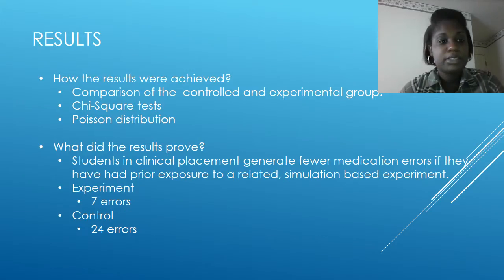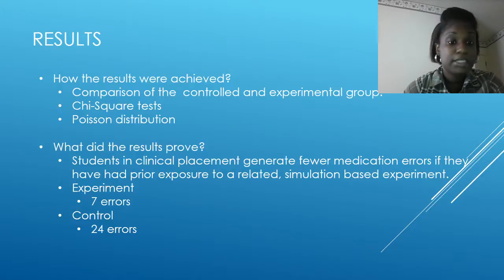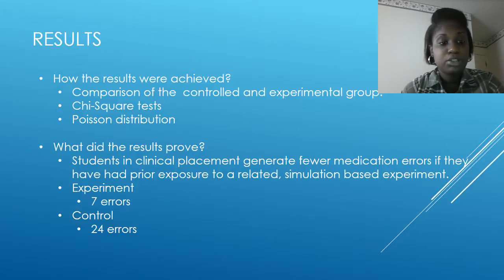Here we're going to discuss the results that were achieved during this study. I had mentioned a little bit about the results on the last page, about the experimental and the control group. The best test to be done here was the chi-square test. The chi-square test compares the information of the control and the experimental group. They had also used the Poisson distribution as well.